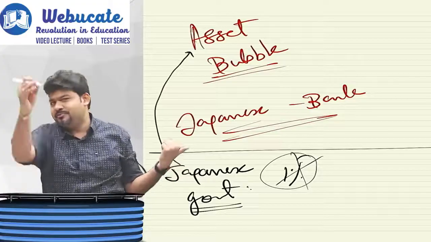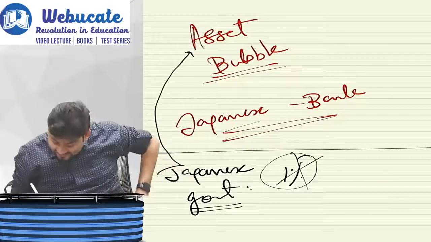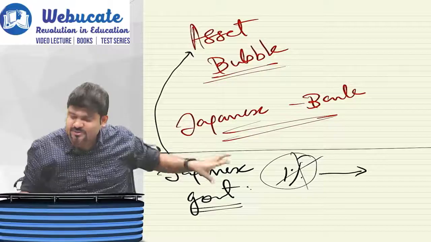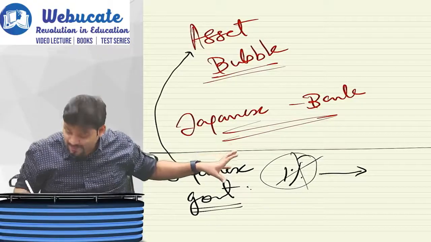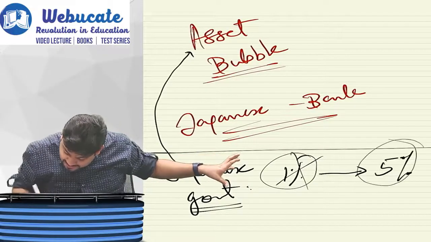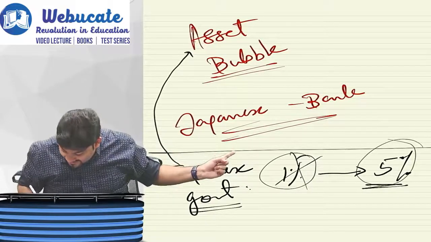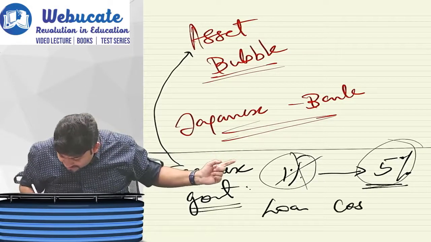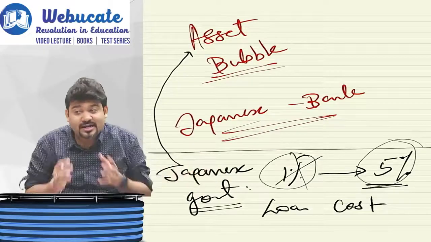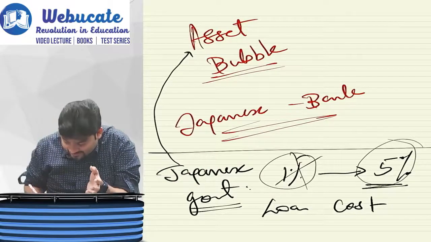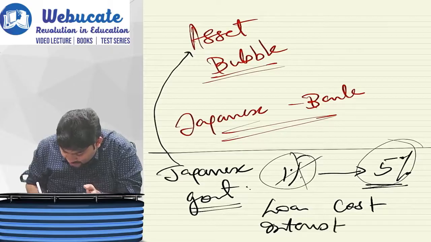What will you do? Suppose you were the Japanese government, what will you do? Instead of keeping it, will you still keep it at 1%? The answer is no. They reinstated it back to 5%. Now, when they reinstated it back to 5%, can I say the loan became costlier? When the loan becomes costlier, the interest rate becomes costlier.